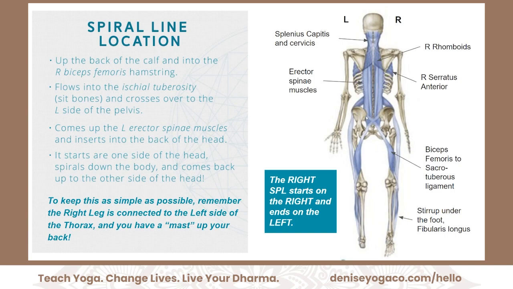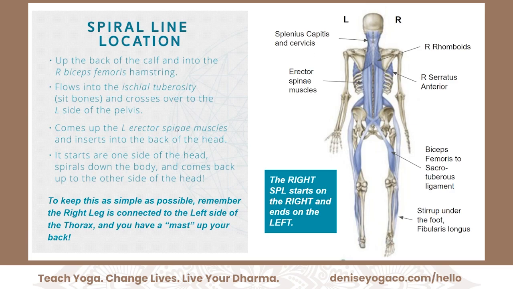And then it's going to cross back again. So we started on the right, we went over to the left, back to the right, under the foot, and from the right, we're going to go left, okay? And up the erector spinae to splenius capitis and cervicis to the back of the head. So the right spiral line starts on the right and ends on the left, and the left starts on the left and ends on the right.